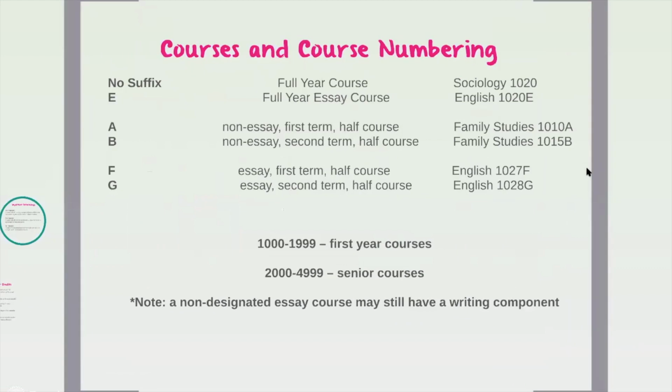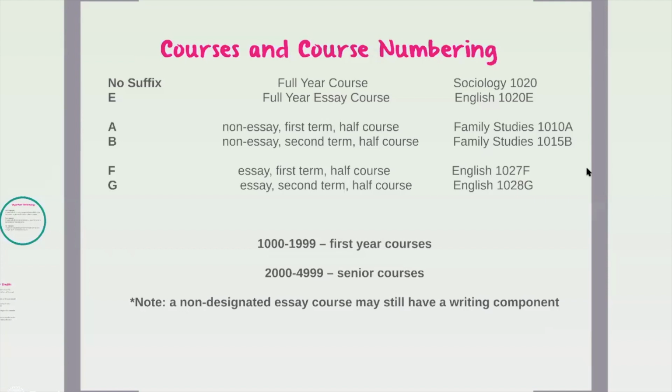So you'll also notice we have a way of numbering courses, and courses have suffixes that will let you know a little bit more about the course type. So we have 2 different kinds of courses in terms of credit weighting. So we have full year courses, which run from September to April, and those are worth 1.0.